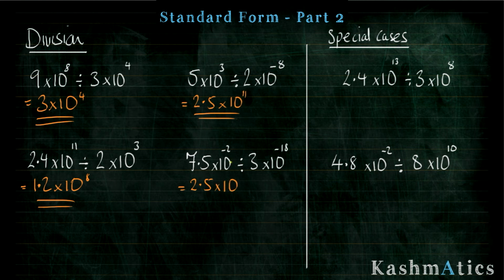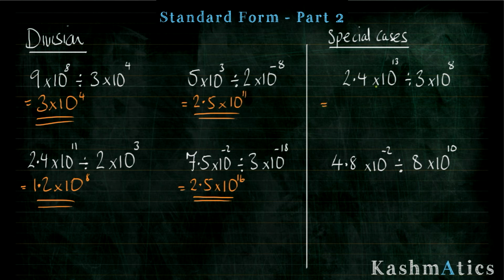Now let's have a look. Minus 2 take away minus 18 is the same as minus 2 plus 18, which would be 16, right? And all those numbers are fine, they're in standard form. Over here, let's see what happens.